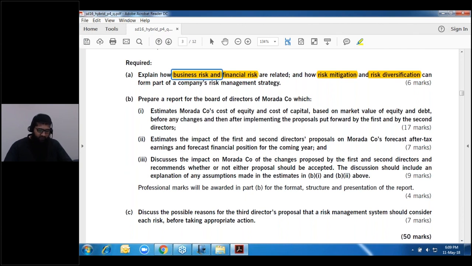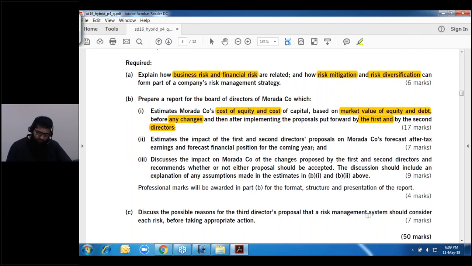The next requirement says: prepare a report for the board of directors which estimates Morada's cost of equity and cost of capital based on the market value of equity and debt before any changes, and then after implementing the proposals put forward by the first and the second directors. It estimates the impact of the first and second directors' proposals on the forecast after-tax earnings and forecast financial position for the coming year, discusses the impact on Morada Company of the changes proposed, and recommends whether or not the proposals should be accepted.